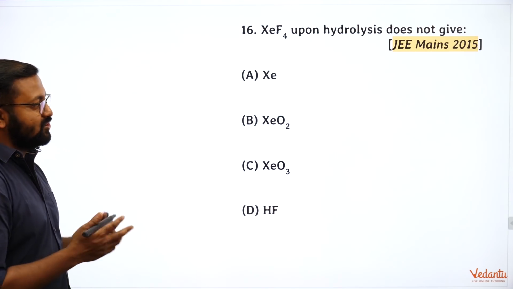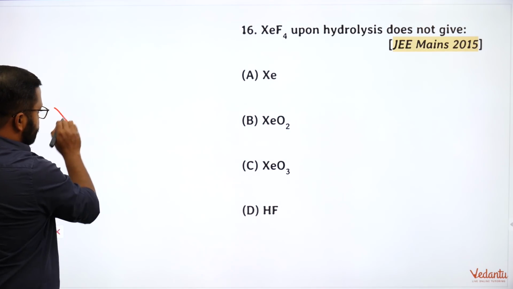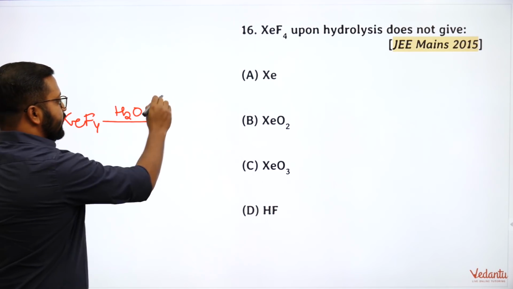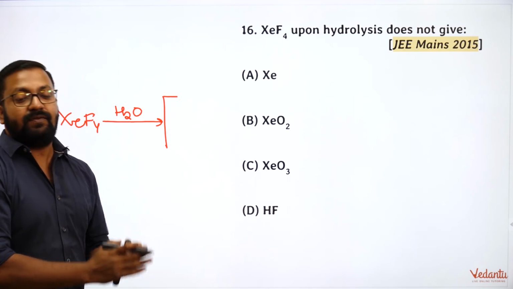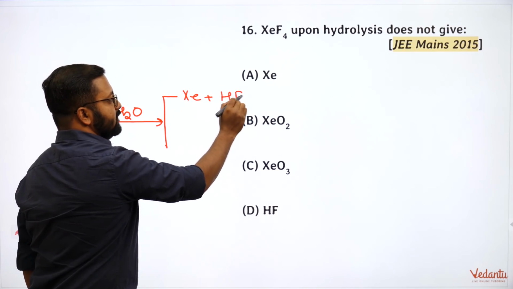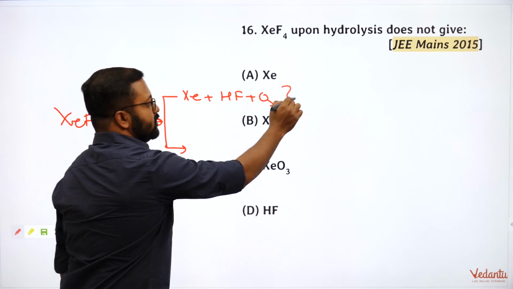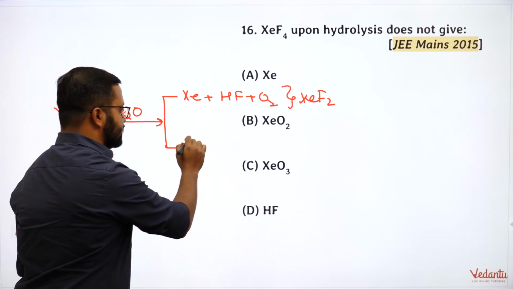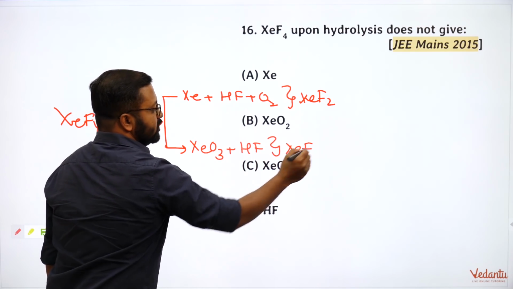XeF4 upon hydrolysis does not give. Abhi humne dekha, XeF4 upon hydrolysis does not give. So if XeF4 undergoes hydrolysis, I told you that you should be writing hydrolysis products corresponding to XeF2 as well as XeF6. So what is the hydrolysis product of XeF2? Xe plus HF plus O2, and Xe, these are hydrolysis products corresponding to XeF2. And what is the hydrolysis product corresponding to XeF6? XeO3 plus HF, these are corresponding to XeF6.